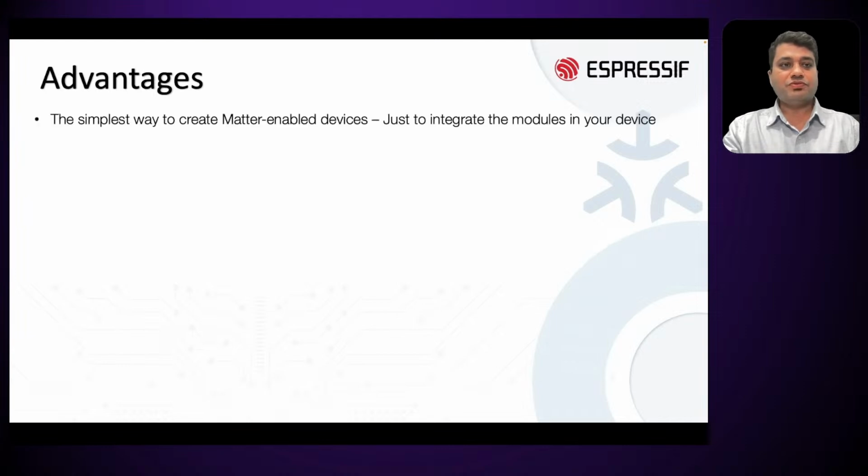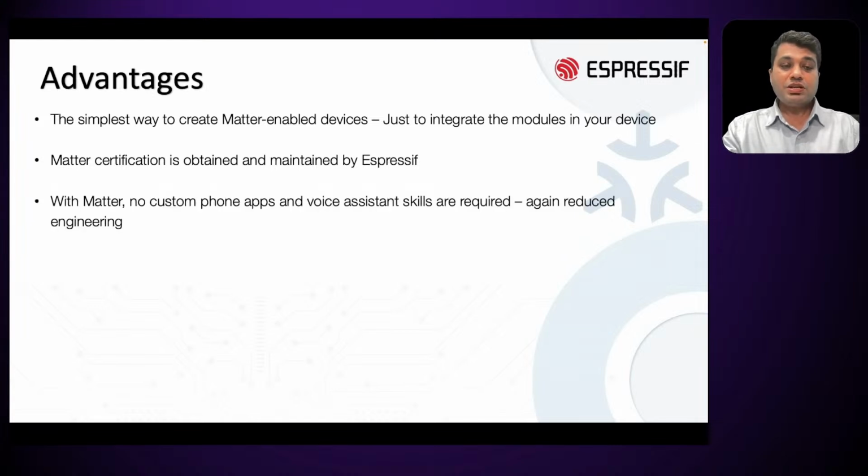Now, what are the advantages of the ESP Zerocode modules? This is probably the simplest way to create Matter enabled devices, because all you have to do is integrate these modules in your device. Matter certification is obtained and maintained by Espressif in this case. Customers can just use the certificate transfer program to get this Matter certification transferred in their own name, and they can start selling these products. With Matter, no custom phone apps or voice assistant skills are required, because all the existing ecosystem phone apps are capable of commissioning and controlling these devices.